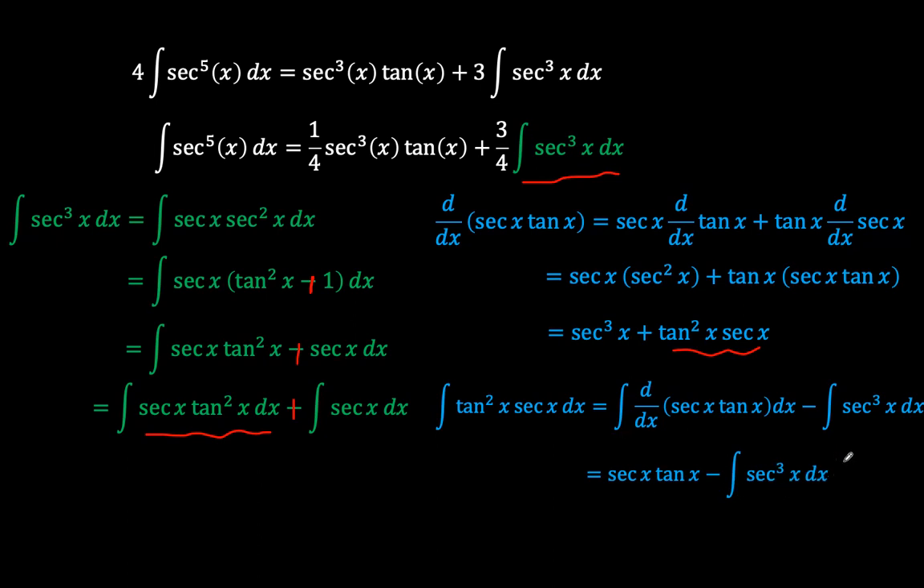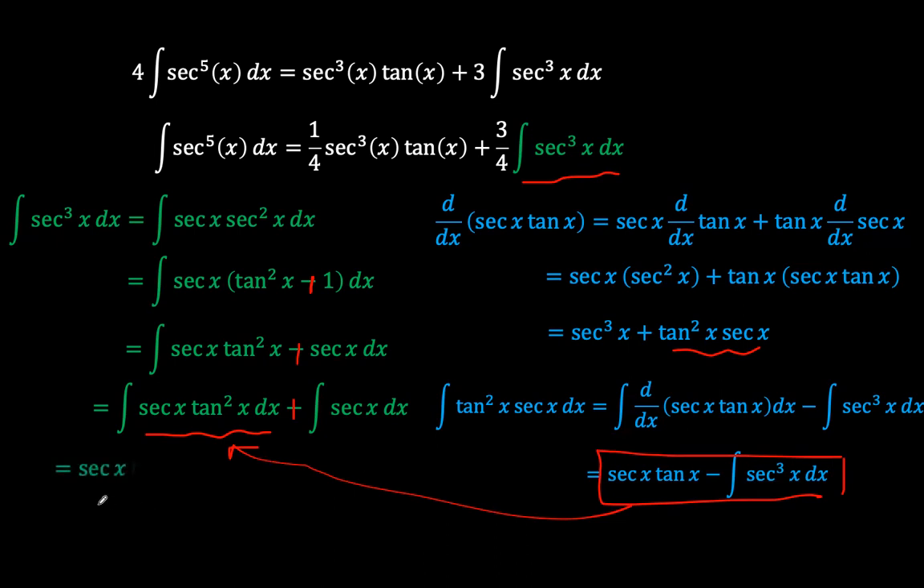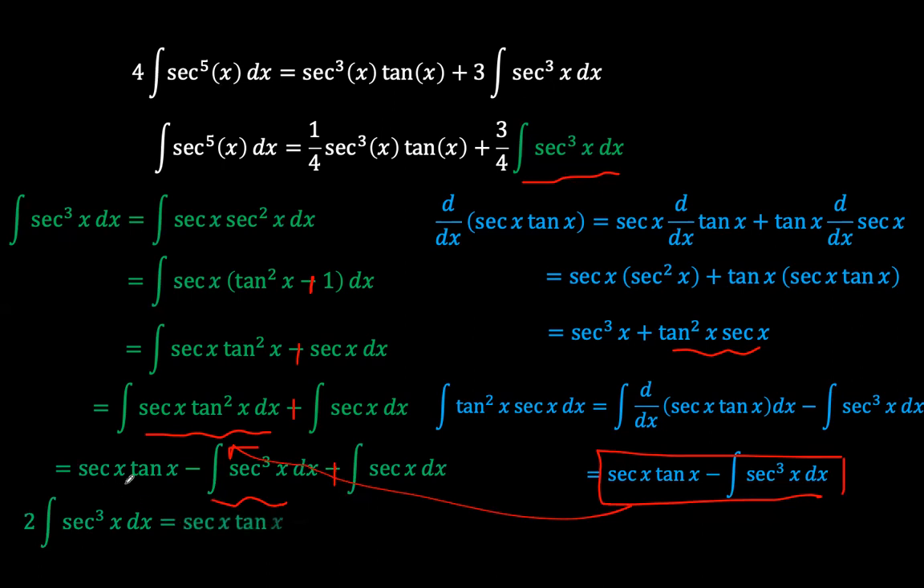Now, if we plug this here, we get sec x tan x here minus sec cubed x. We say this was plus the integral of sec x. Now, this here is the same as what we have on the left-hand side. So when you bind things together, we get 2 times the integral of sec cubed x is equal to this sec x tan x plus the integral of sec x.